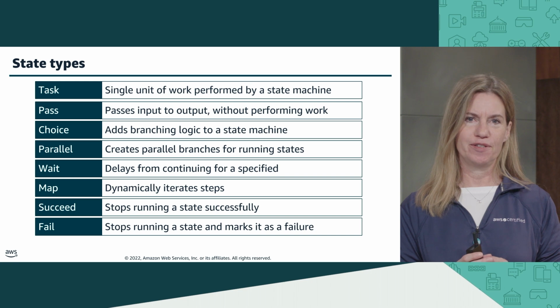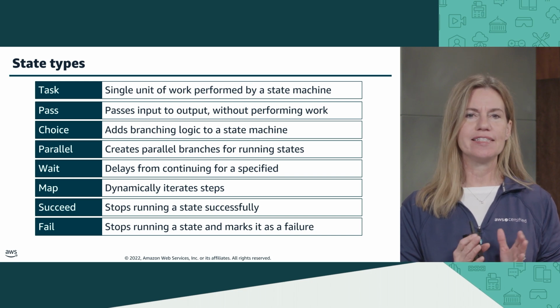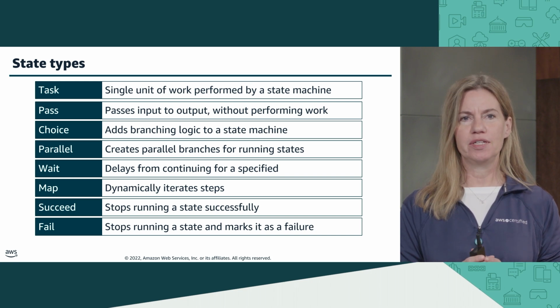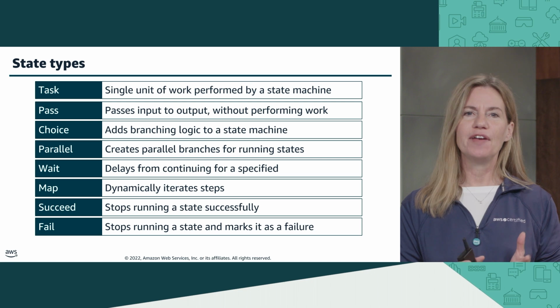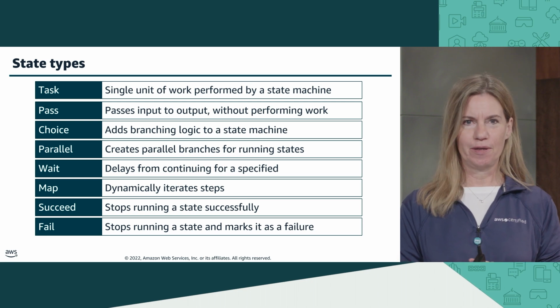Unlike a parallel flow state, a map state will process the same steps from multiple entries of an array in the state input. A succeed state will stop your workflow with a success, and a fail state will stop your workflow with a failure.